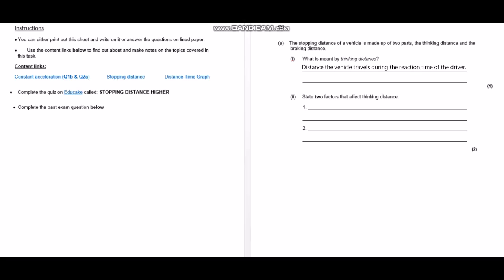State two factors that affect thinking distance. So here I've listed 5, but any 2 would have done for the 2 marks. So tiredness, alcohol, drugs, speed and age will all affect the thinking distance, so will all affect the driver's ability to react. Pause the screen as these answers are about to be removed.